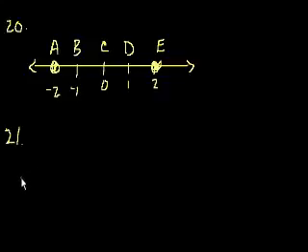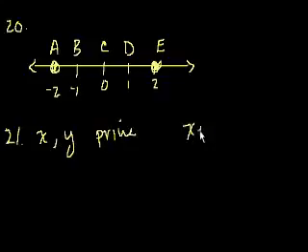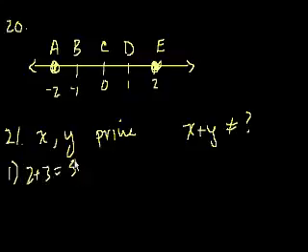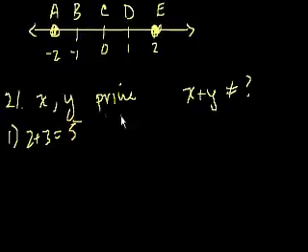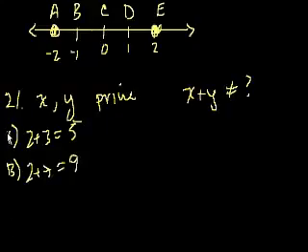If x and y are prime numbers, which of the following cannot be the sum of x and y? X plus y cannot equal what? So statement 1, 5. Well, I can immediately say 2 plus 3 is equal to 5. So that doesn't work. Choice B, 9. I could do 2 plus 7 is equal to 9. So it's not A, it's not B.